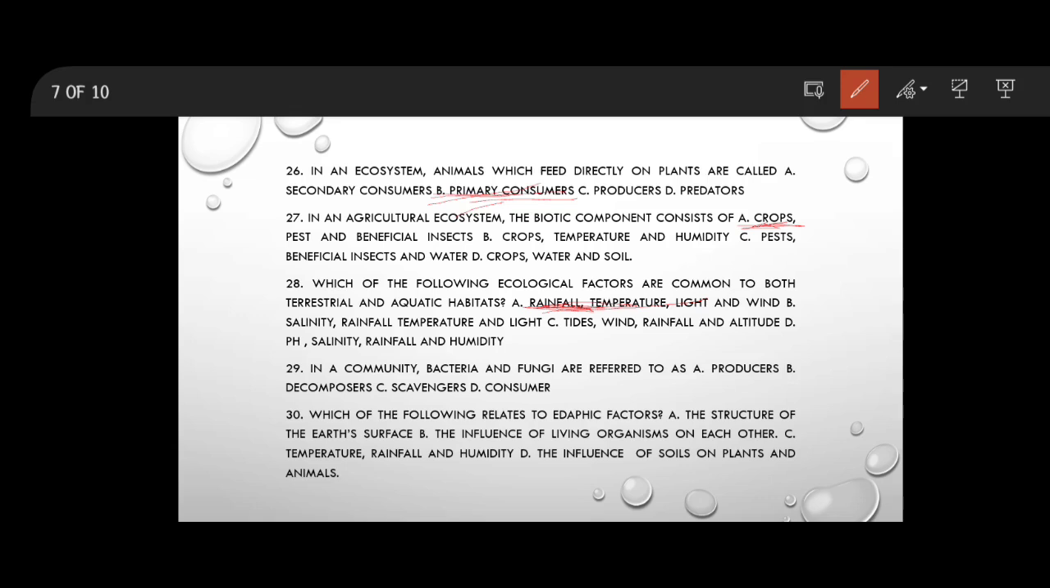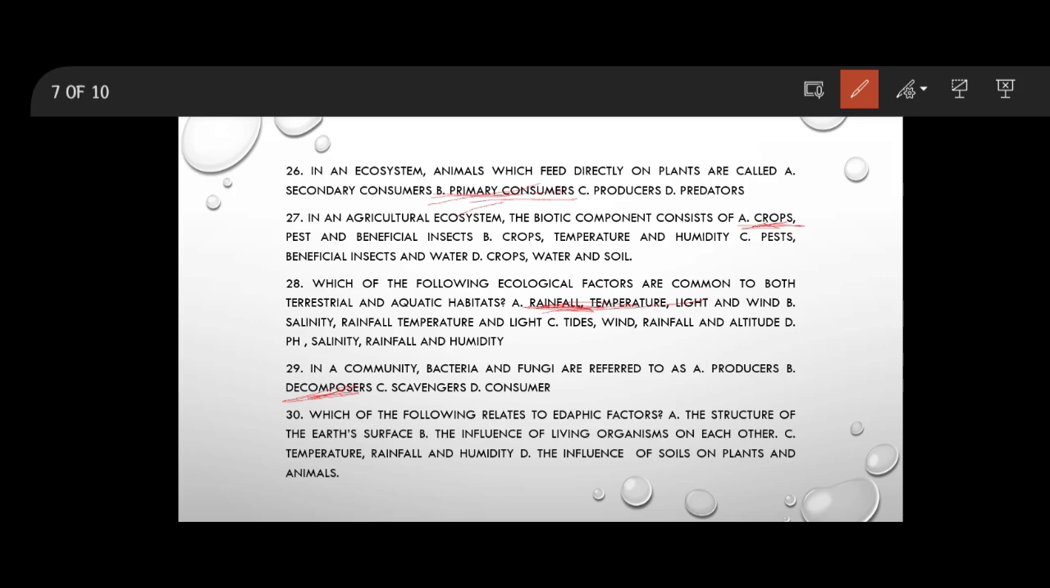In a community, bacteria and fungi are referred to as dash producers. Although some bacteria are photosynthetic and can act as producers, all fungi are not photosynthetic. So when they say bacteria and fungi together, it cannot be producers. Scavengers are organisms that feed on dead animals, while consumers are anything that cannot produce their food by themselves. Since some bacteria can produce their food, some of them are not consumers, they are producers. But the best option that can describe both bacteria and fungi is decomposers. They decompose dead organisms to release the locked-in organic compounds. They are decomposers.